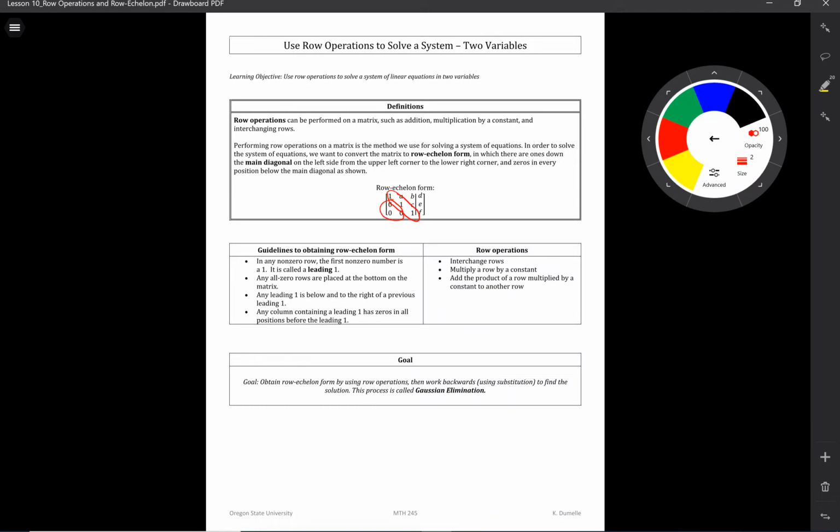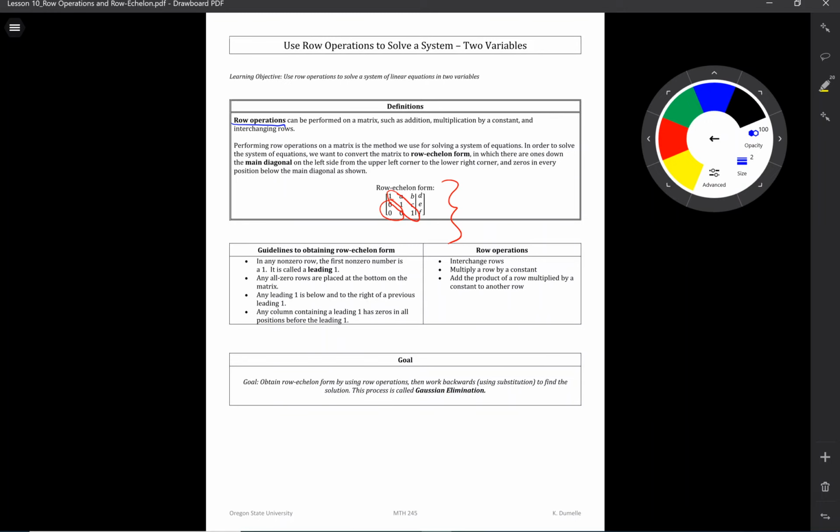This is called row echelon form. And in order to get a matrix into row echelon form, we will be using something called row operations. So row operations can be performed on a matrix, and these row operations look like addition, multiplication by a constant, and interchanging rows. Performing row operations on a matrix is the method we use for solving a system of equations.